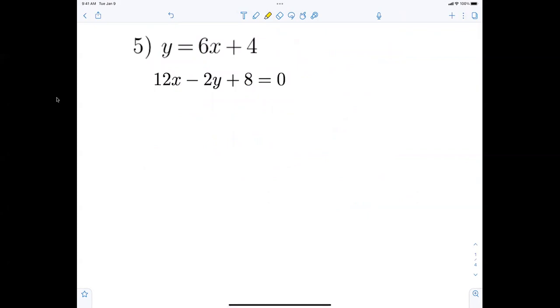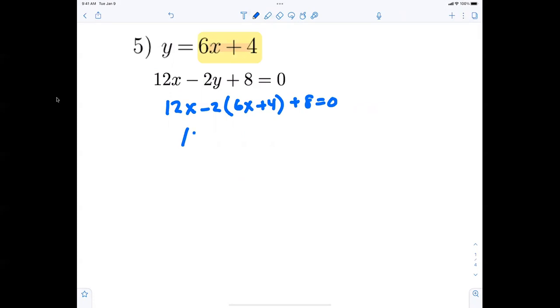All right, so what does y equal? What does it equal? 6x plus 4. So that means wherever I see a y, I have to put what? 6x plus 4. So look how easy. 12x minus 2 parentheses 6x plus 4 plus 8 equals 0. Is everybody okay with that?